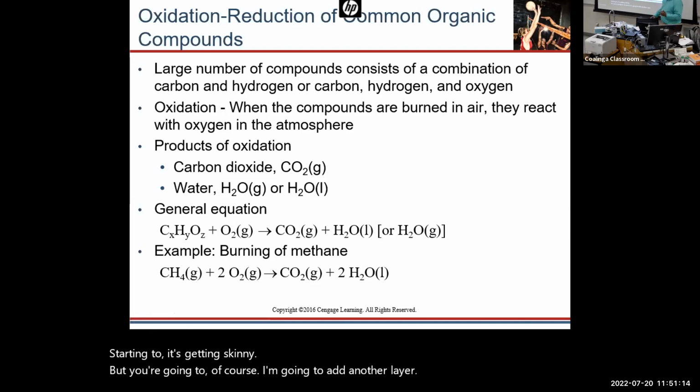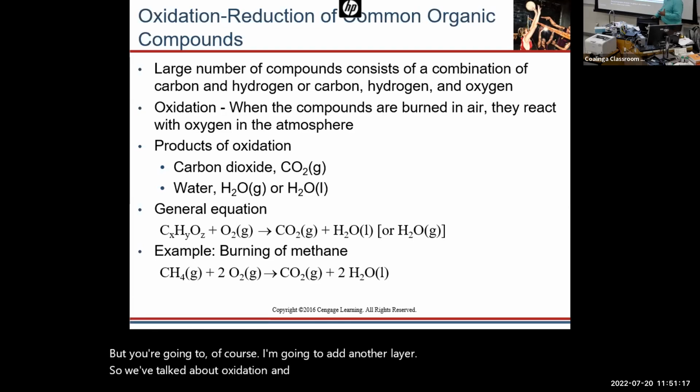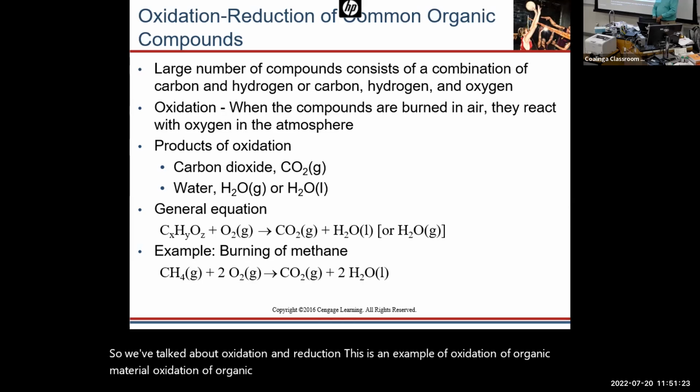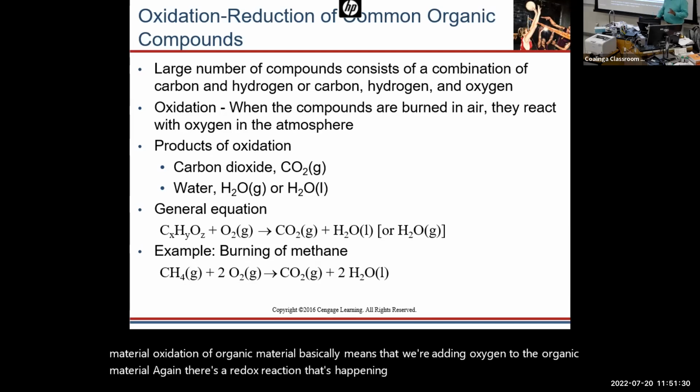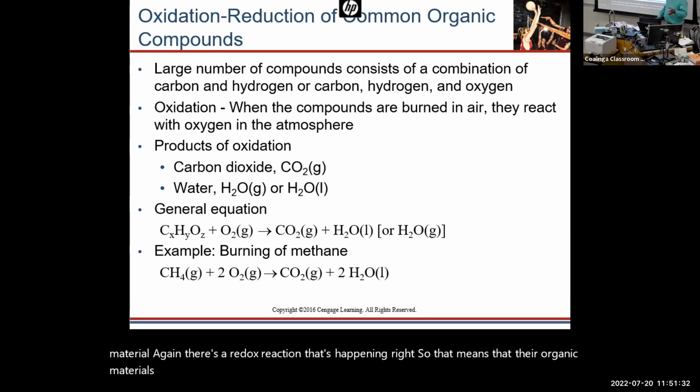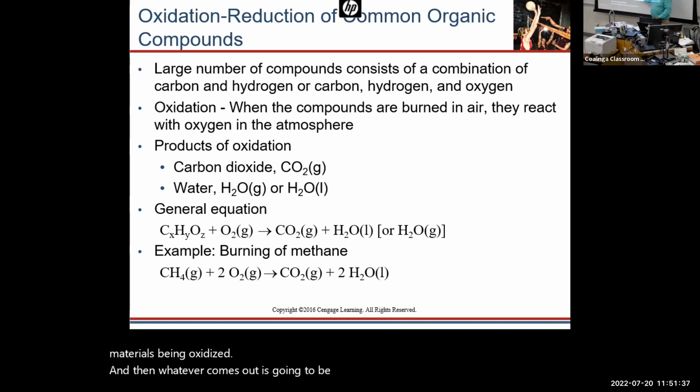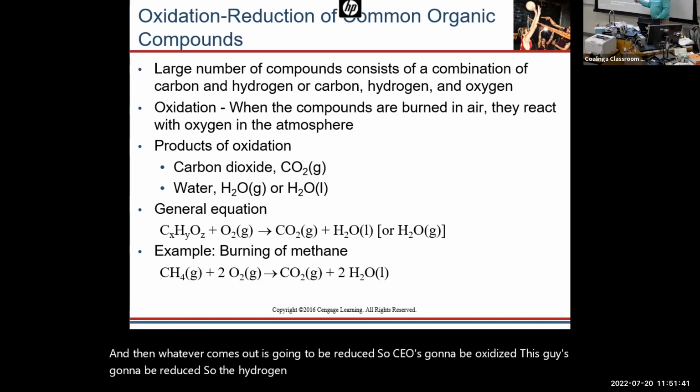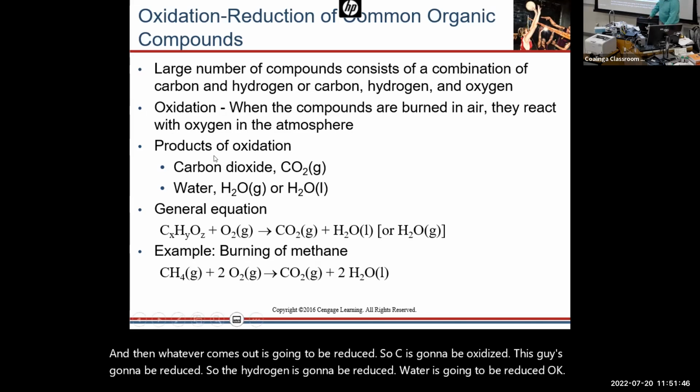Okay, so we've talked about oxidation and reduction. This is an example of oxidation of organic material. Oxidation of organic material basically means that we're adding oxygen to the organic material. Again, there's a redox reaction happening, right? So the organic material is being oxidized, and then whatever comes out is going to be produced. The carbon is oxidized and the hydrogen becomes water. Questions? Concerns?